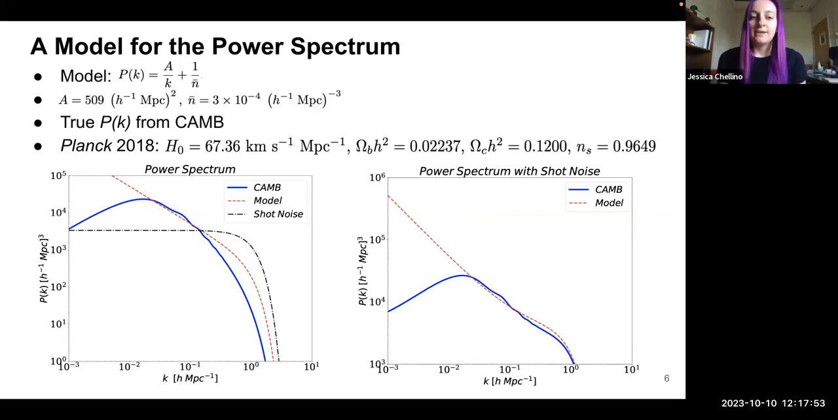The plot on the right is the power spectrum from CAM and our model power spectrum, both including the shot noise term and Gaussian damping. For our power spectrum integrals that we're going to be evaluating analytically, we do include the shot noise piece in them. We can see that our model and the CAM power spectrum match up pretty closely, except at lower wave numbers. But as I'll show in a couple of slides from now, this deviation turns out not to affect what we're doing too much.